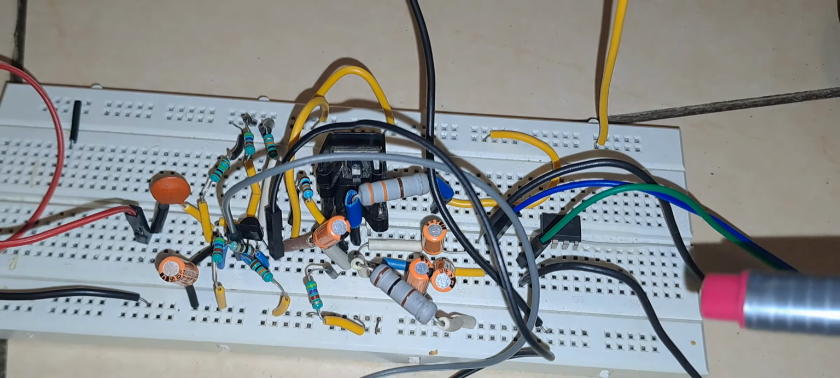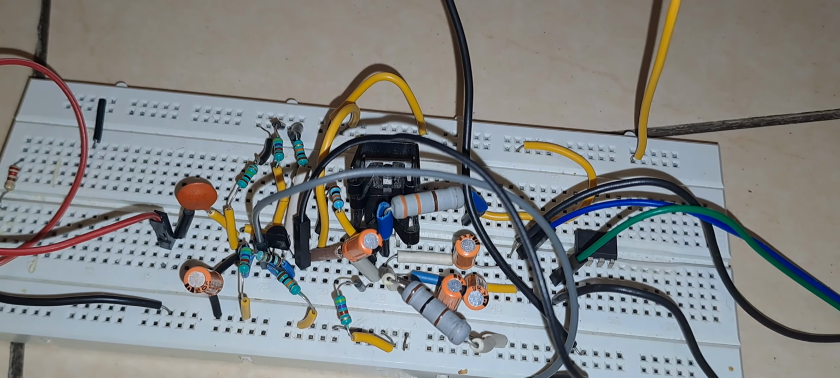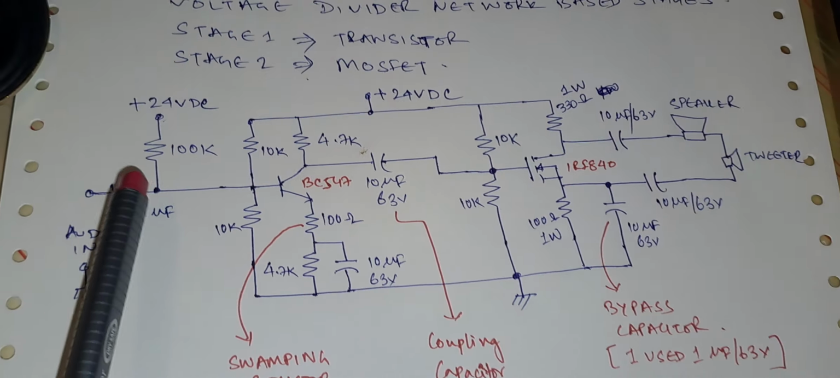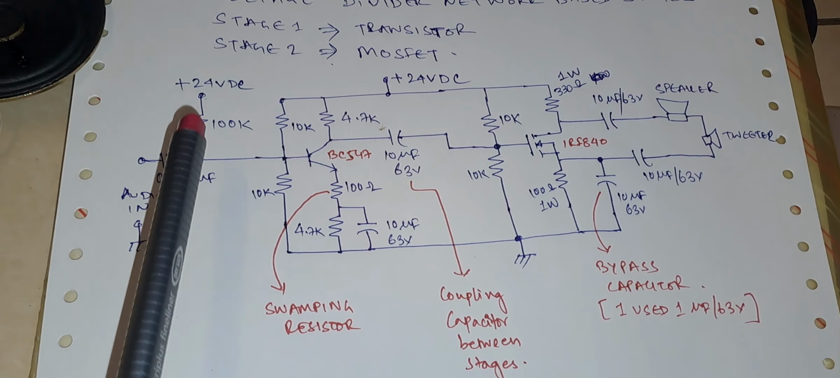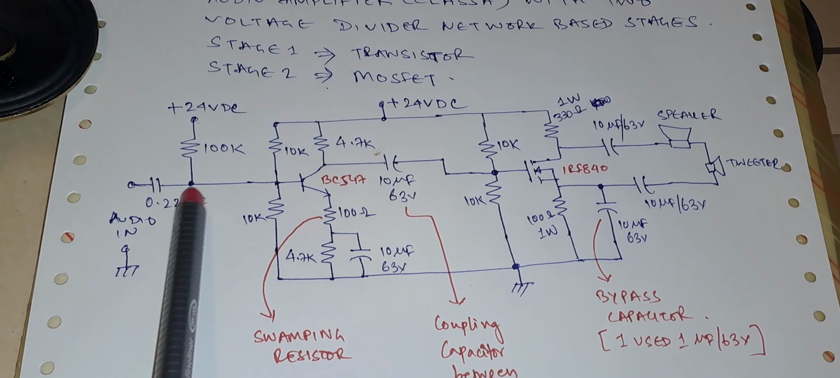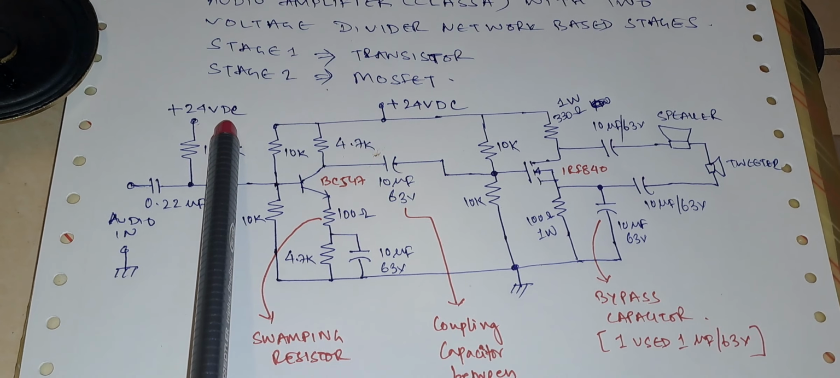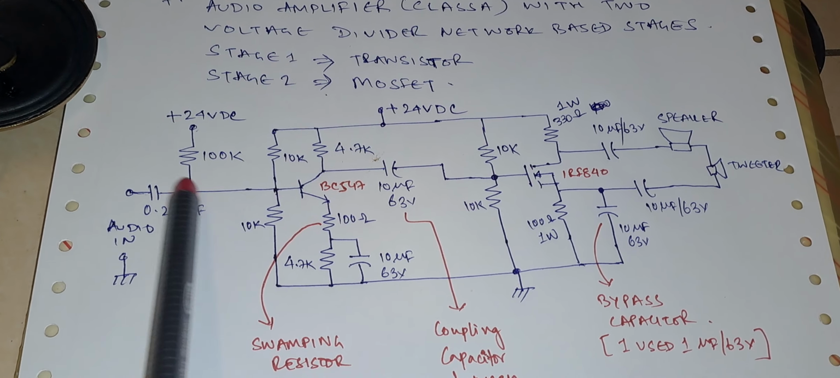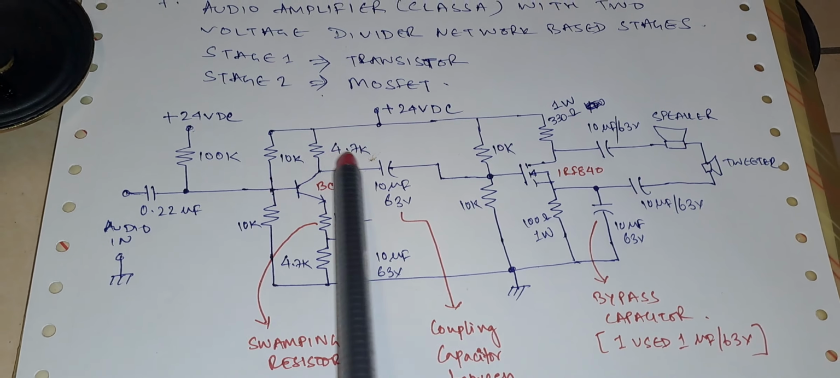Let us look into the circuit diagram, then the enhancements will be very clear. As you can see here, this is the circuit diagram. Audio is fed here. This is the first coupling capacitor. There is a pull-up resistor to the 24 volts DC. This is a 100k resistor, so this will prevent noise from flowing to the amplifier.